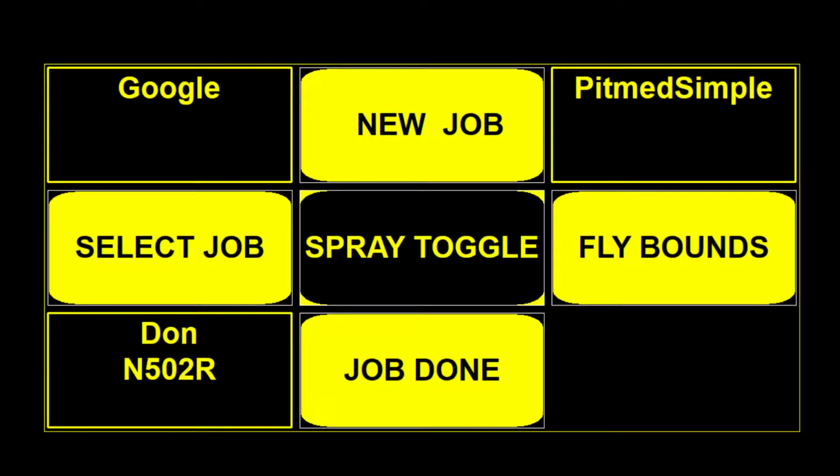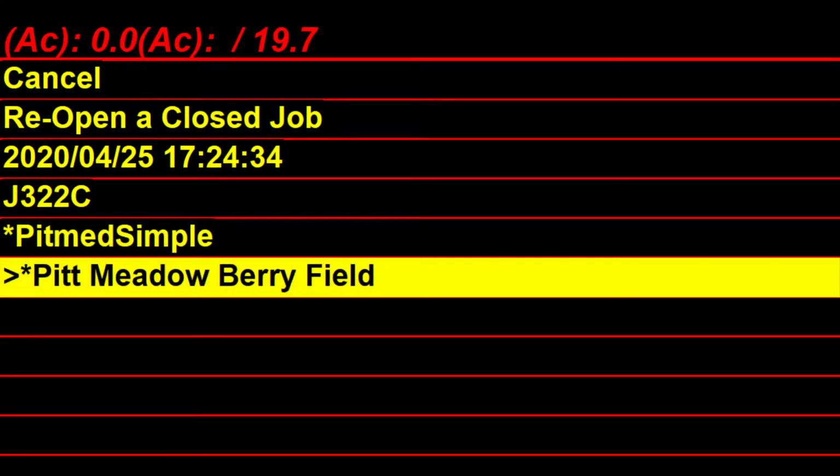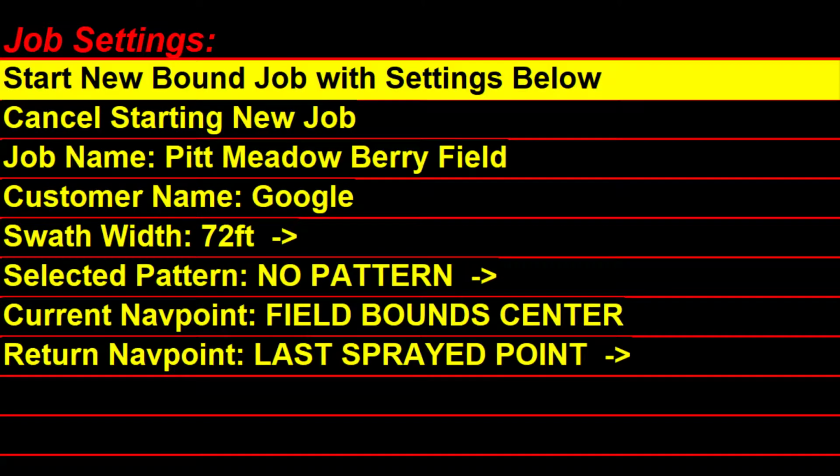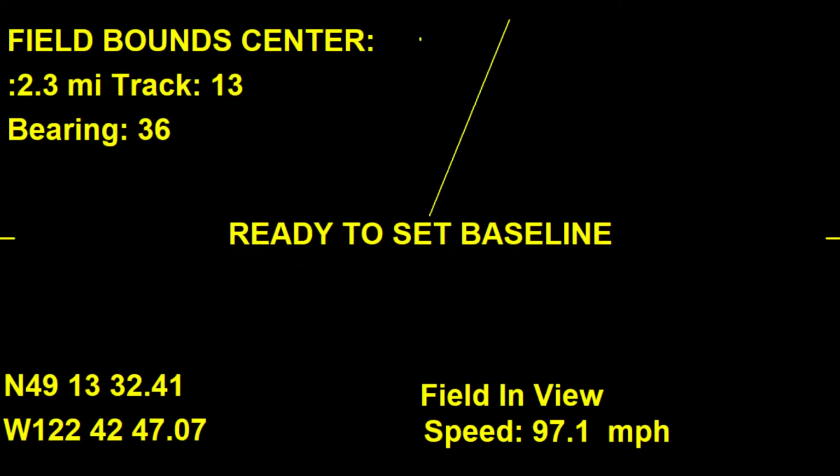So the last one we're going to work on is to select a job that has not been done. It's a boundary and it's got 0 acres. So again, I'm going to make sure it's 72 feet, everything's good. And then you notice here it says ready to spray, but what it gives me is a baseline. Now what this does is it's direct to the center of the field. So all I have to do is head this thing straight ahead of me, and away I go.